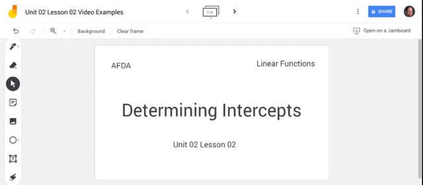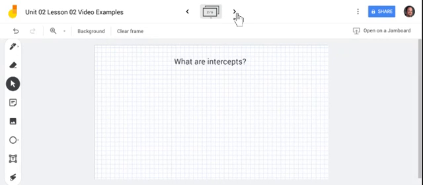Welcome to our next video while we study linear functions. This one is going to be focused on determining intercepts. We're also going to look a little bit at transformations of lines. First, we're going to identify what intercepts are, and then we will look at finding those intercepts from the graphs and from equations. So first, we need to ask ourselves, what are intercepts?